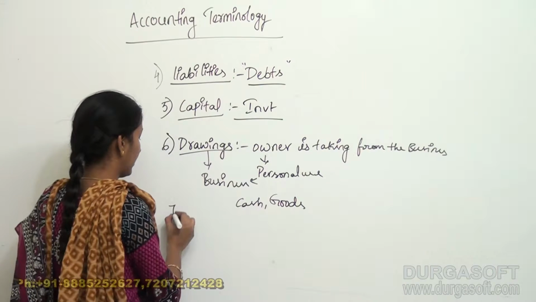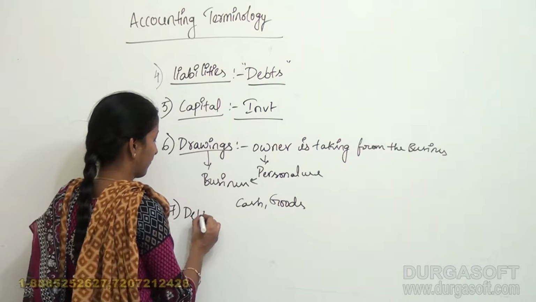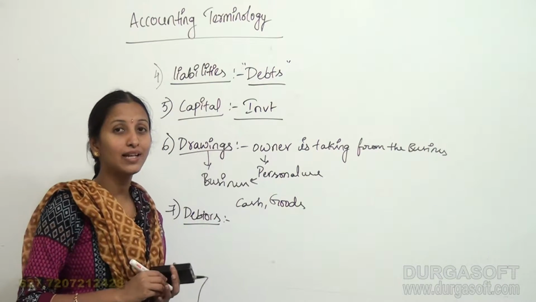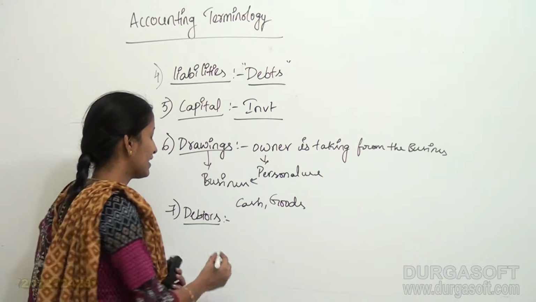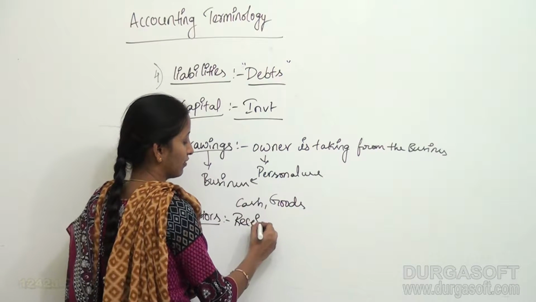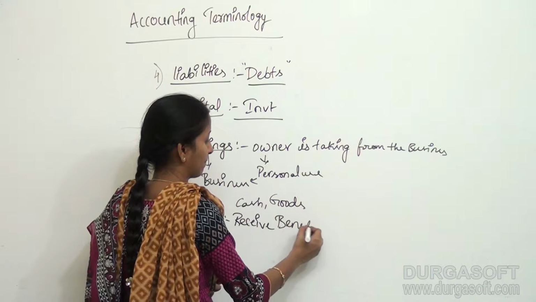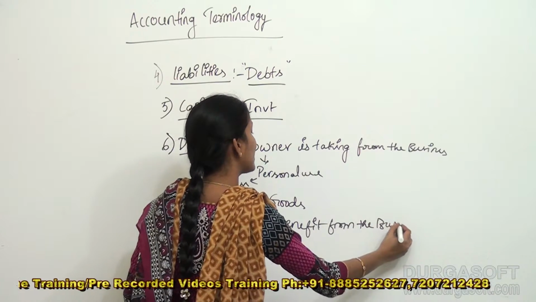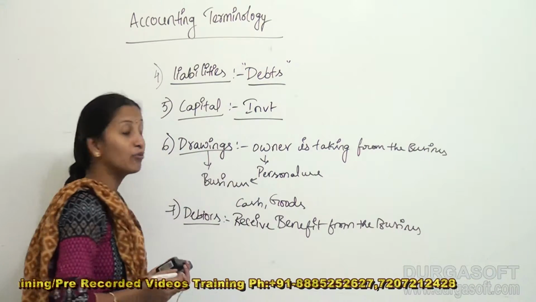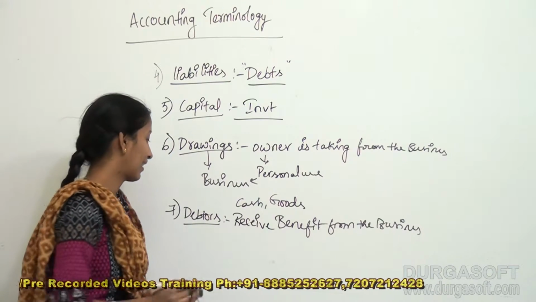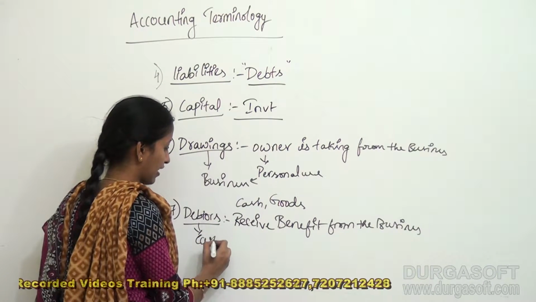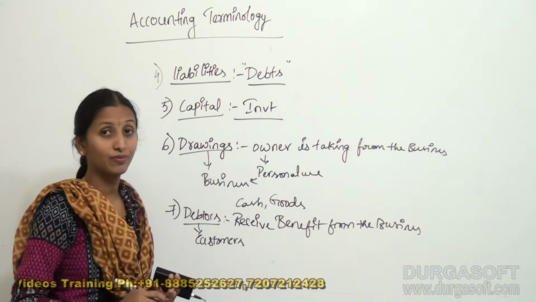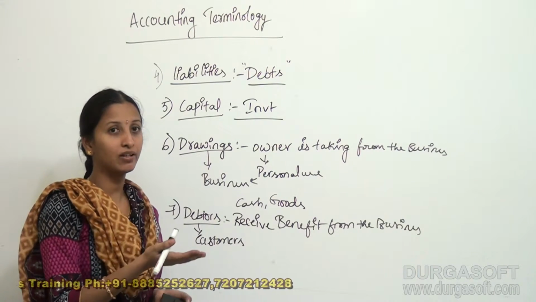And the seventh one is debtors. Who is a debtor? A debtor is a person who always receives benefit from the business. A debtor always takes benefits from the business. He has yet to pay any benefit to the business, just like a customer. Debtors are just like customers. Who is a customer? A customer is a person who always takes something from the business.